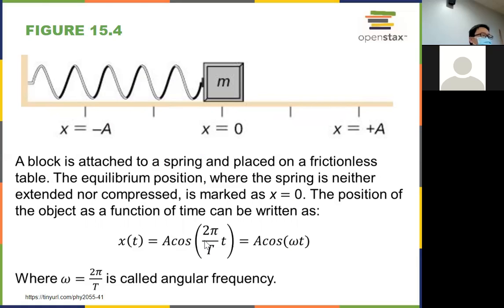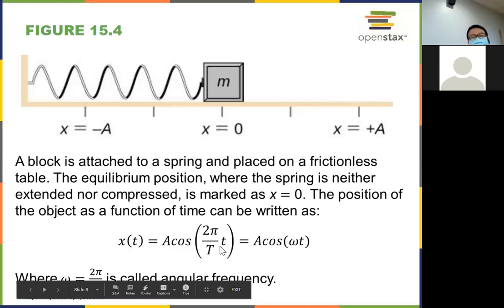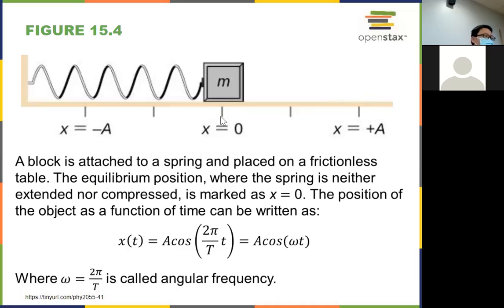That's assuming at the starting point you pull it to a certain position over here. So when t equals 0, x equals A, and then you will have a cosine function. If you use a sine function, then you probably start when t equals 0, x equals 0, because sine of 0 is 0. But it doesn't matter. You can use cosine or sine.